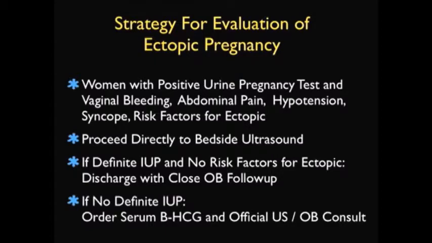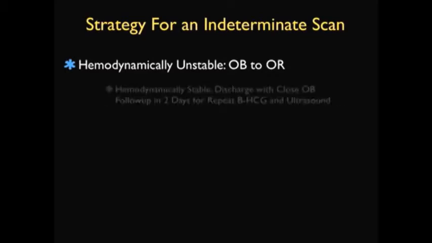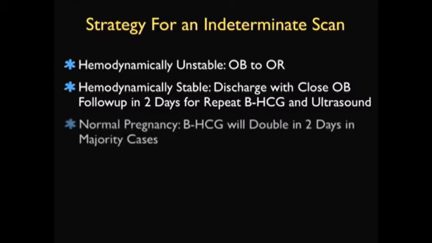However, if no definitive IUP is seen, you must order the serum beta-HCG and get an official ultrasound and/or an OB/GYN consultation. Here's a strategy that's commonly used for an indeterminate scan where no intrauterine pregnancy is seen on bedside sonography. If the patient is hemodynamically unstable, and especially if there's a lot of free fluid within the pelvis or abdomen, OB will generally take the patient to the operating room. However, if the patient is hemodynamically stable, the patient will often be discharged with close OB follow-up in 2 days for a repeat serum beta-HCG and a repeat ultrasound.